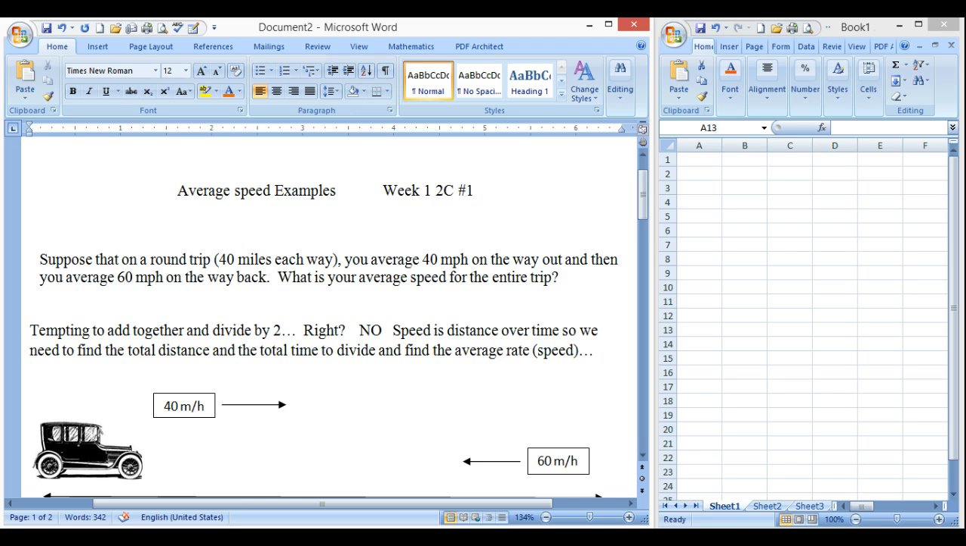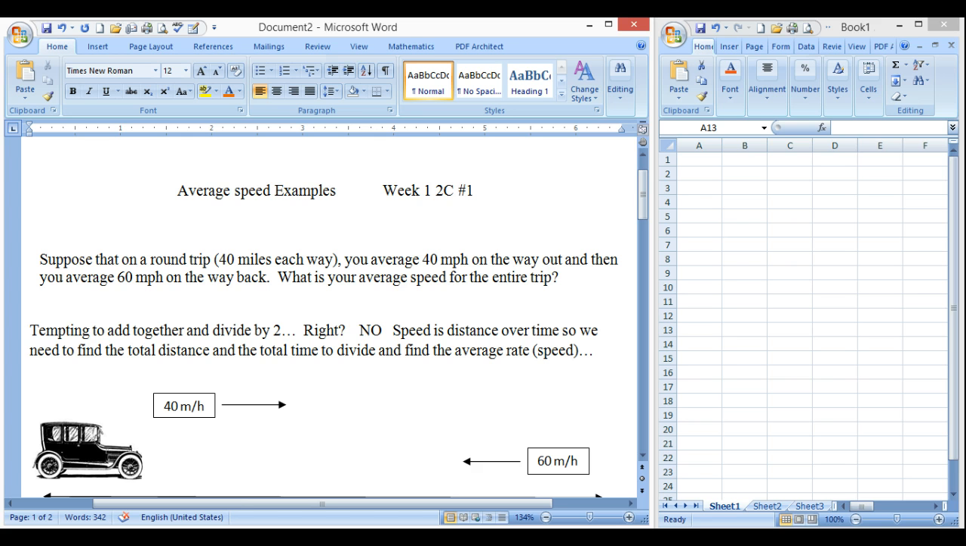So the first question is, suppose that on a round trip, 40 miles each way, you average 40 miles per hour on the way out, then an average of 60 miles per hour on the way back. What is your average speed for the entire trip? Really tempting to just add those two together and divide by 2, right? 40 plus 60 gives you 100, divide by 2, 50 miles an hour, right?